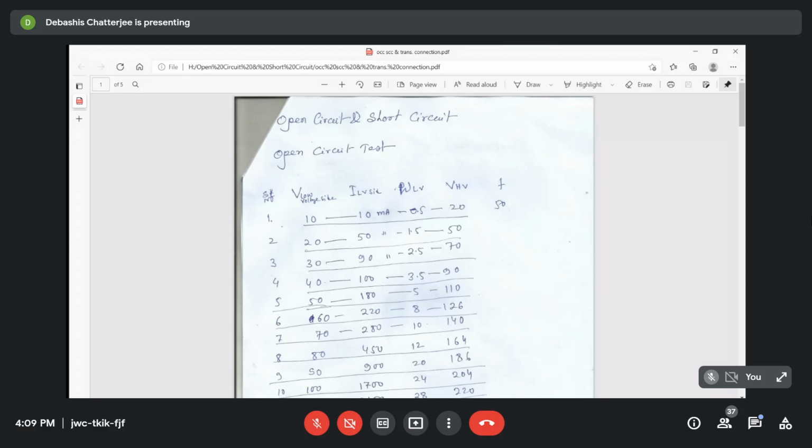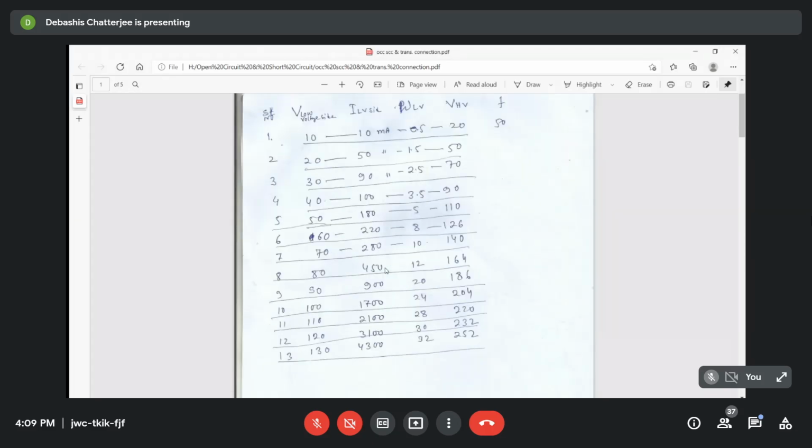He is varying voltage from 10, 20, 30, and then going around 20% above the rated value. Okay, 20% above rated is 110, and he is taking readings of the high voltage side voltage, then the wattmeter reading, and then the input current. So this is the reading for the open circuit test, and the frequency meter is at 50 hertz.